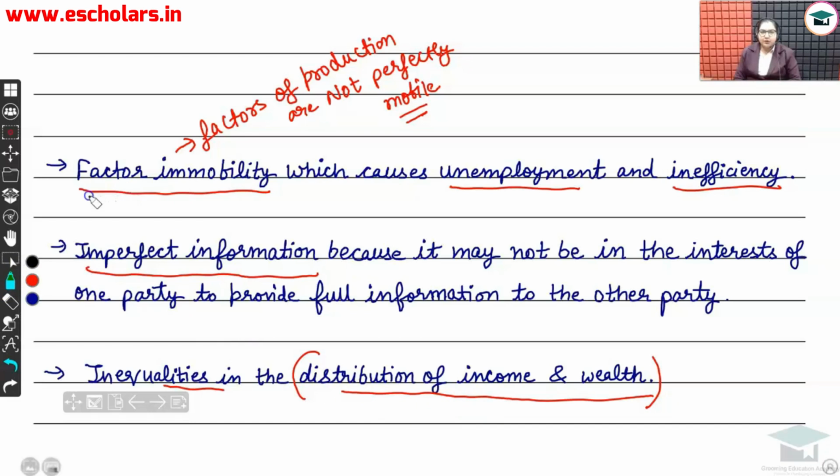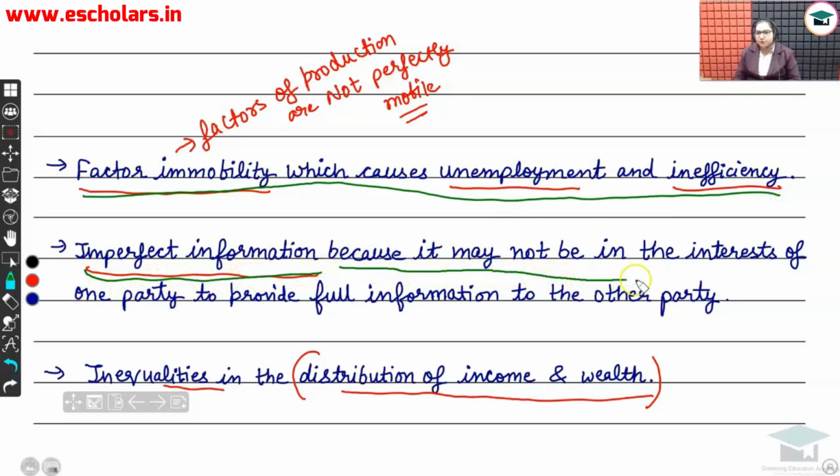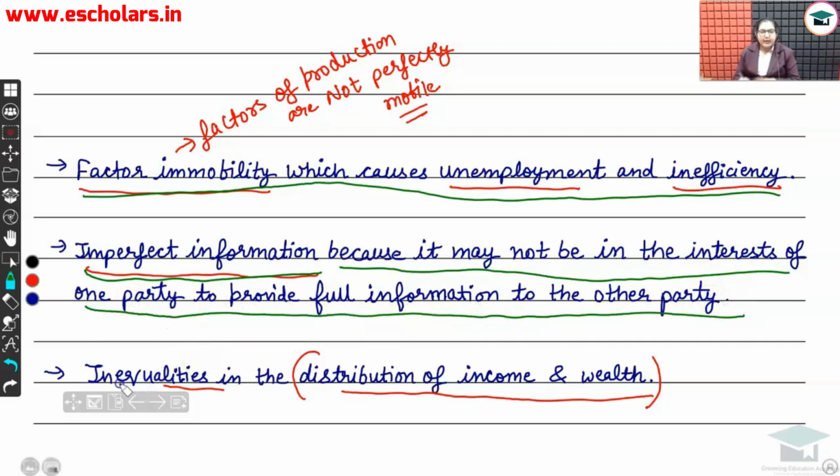So let's recall it: factor immobility, which causes unemployment and inefficiency. Next, imperfect information, because it may not be in the interest of one party to provide full information to the other party. And also students, we know that in case of imperfect competition, the buyer can cheat the seller and the seller can cheat the buyer.